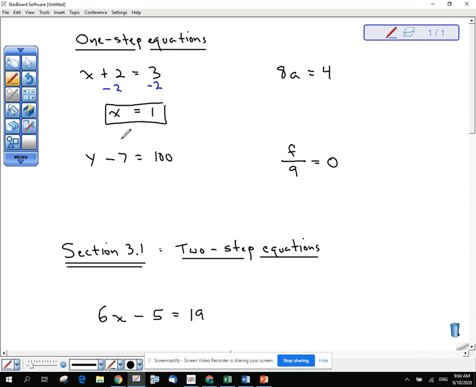Quickly also, when you get a solution to an equation, you can always check that by plugging it back in. So if I think x is equal to 1, well, it better be the case that 1 plus 2 is equal to 3, and it is.